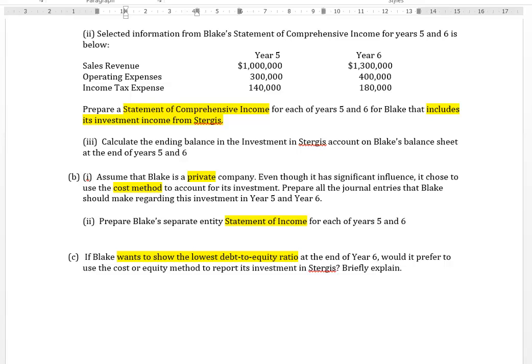And then we're going to assume that Blake is private, and because under ASPE they do have a choice of whether they use the cost or equity method, we're going to assume they use the cost method. And we're going to do the journal entries in the statement of income for Blake for years 5 and 6.